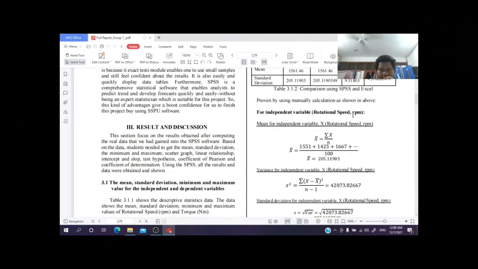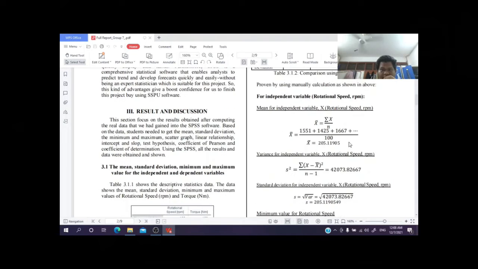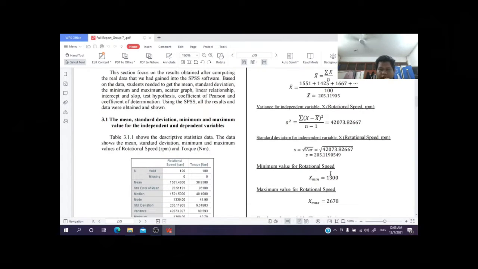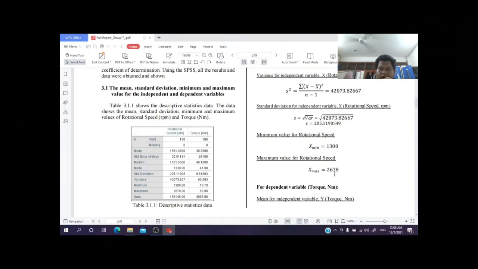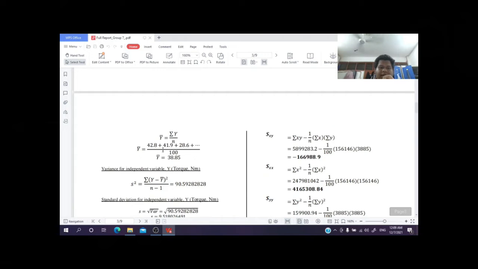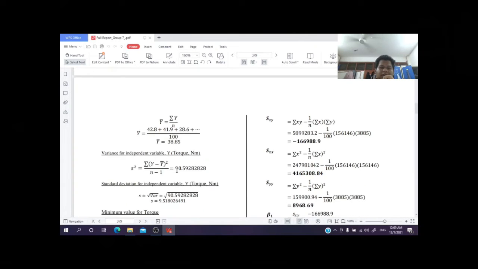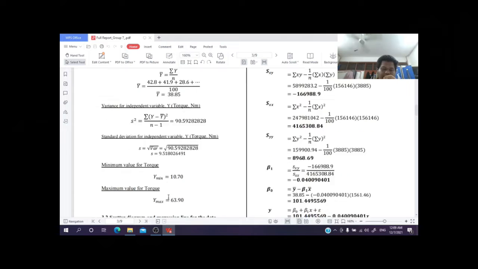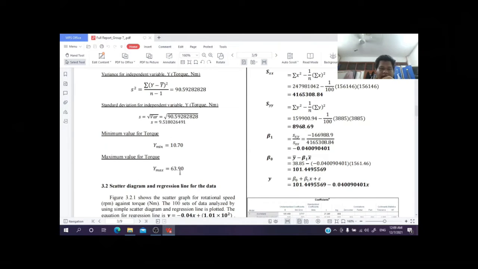This is the independent variable, rotational speed. For the manual calculation, the variance is 42,073, the standard deviation is 205.11, the minimum value is 1,300, and the maximum value is 2,678. For the dependent variable, the mean is 38.85, the variance is 90.69, the standard deviation is 9.51, the minimum value is 10.70, and the maximum value is 63.9.